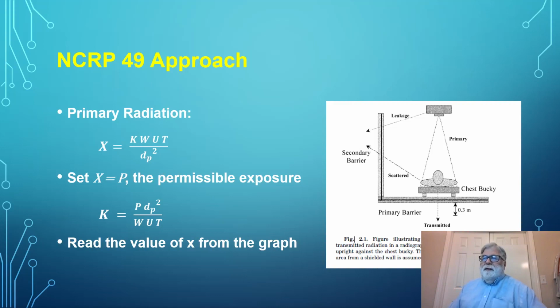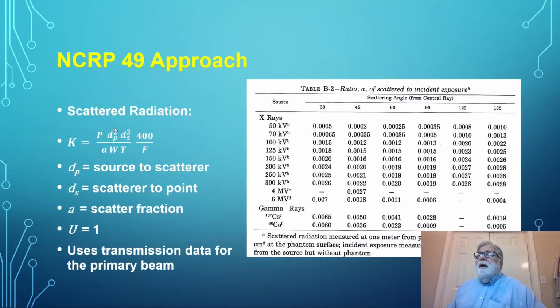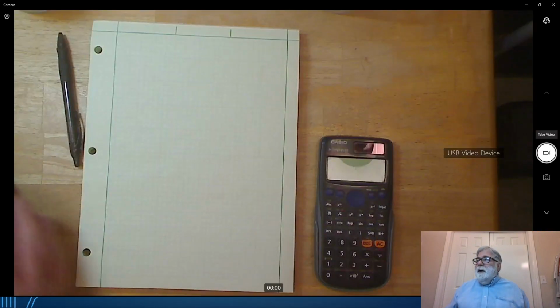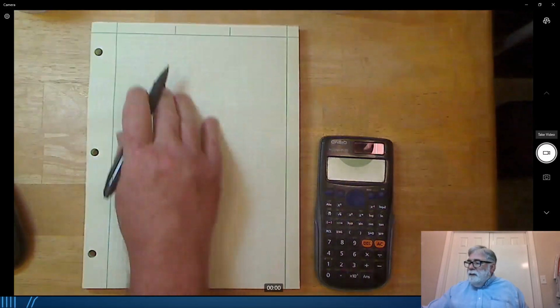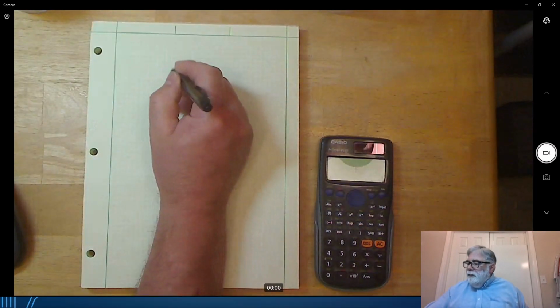This system isn't so different, but conceptually it's a little bit different. For scattered radiation, the formula is a little different. What's going on here is that the X-rays are, actually, I have a new toy. I'm going to show you that now. Let's get it up here. It's so I can show handwritten notes. So the scatter is this sort of situation.